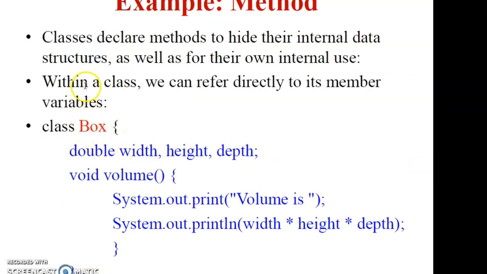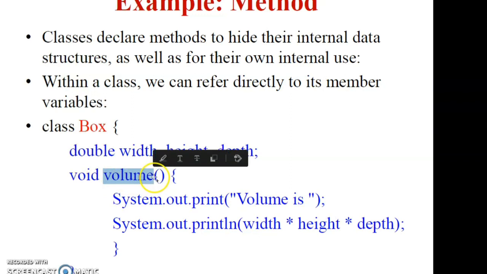See here, in our last session we discussed how to create a class. So this is a class Box. It contains width, height and depth. These are the data members of the class Box. Double is the data type. Void volume: this is a function. This is the return type. It is void because it does not return anything. This is the function name.